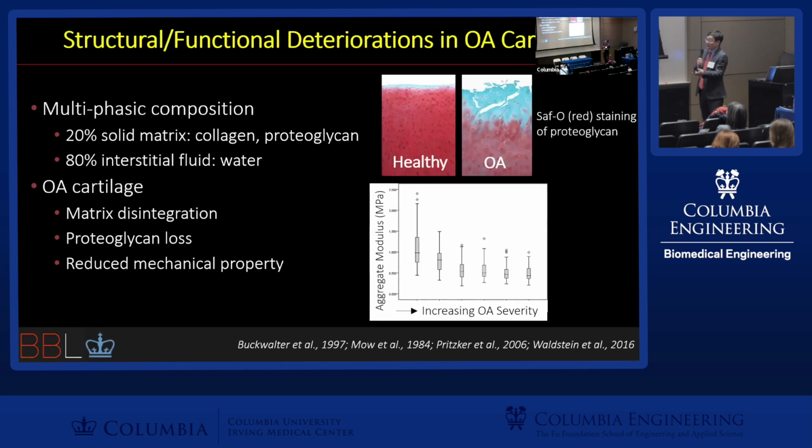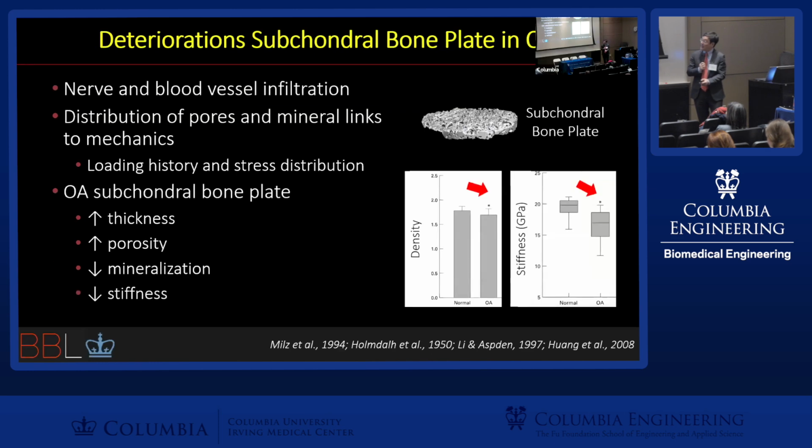So you can see cartilage definitely changes with OA. You can see these healthy ones, and then this one is beginning to degenerate. You lose the color because you lose the proteins in here, and the surface becomes not smooth, right? The properties definitely change. And there are changes in the subchondral plate as well. It's quite a porous plate, and the thickness increases, mineralization decreases, stiffness decreases. Things change in here.